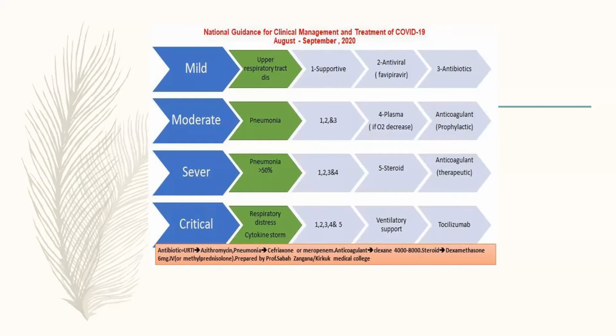Anticoagulant as a prophylactic in moderate cases. In severe cases, the same, but we add steroids and anticoagulant at a therapeutic dose. Critical, those who need ventilatory support, and tocilizumab. As for the antibiotics we need: in upper respiratory tract infection, azithromycin; in pneumonia, ceftriaxone or meropenem.